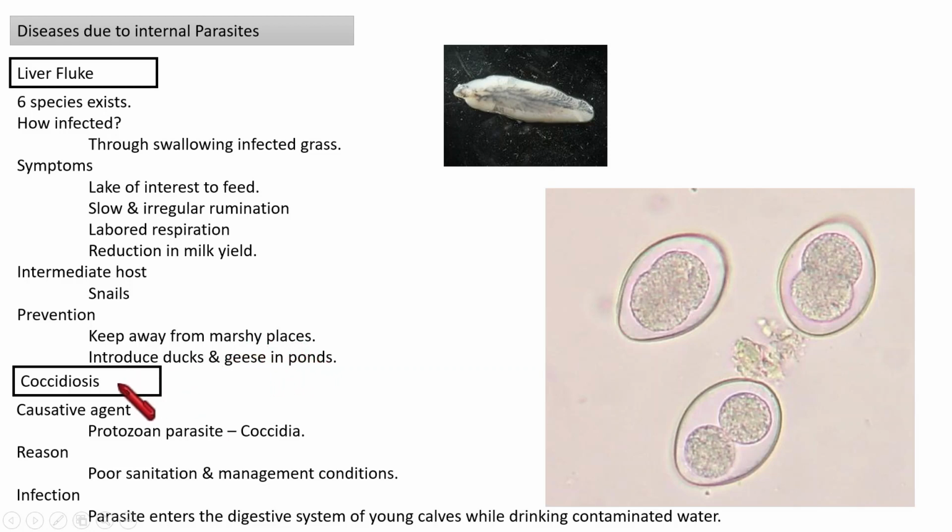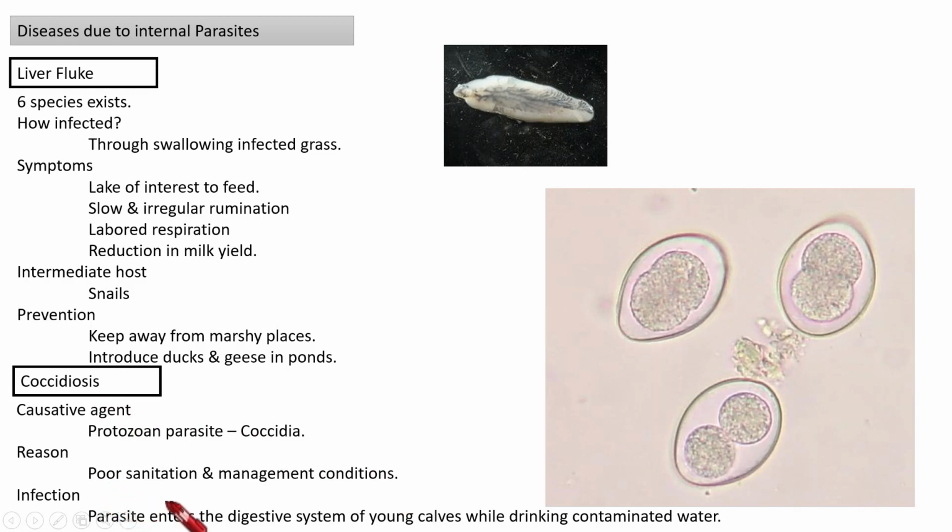Next is coccidiosis. We have seen this one in the case of poultry diseases also. So, in the case of dairy animals also, coccidiosis disease is there. This protozoan parasite causes the infection. What's the name of that parasite? Coccidia. Then what is the reason for the infection? Yes, the reason is poor sanitation and management conditions. The way we are managing our cattle results in this infection.